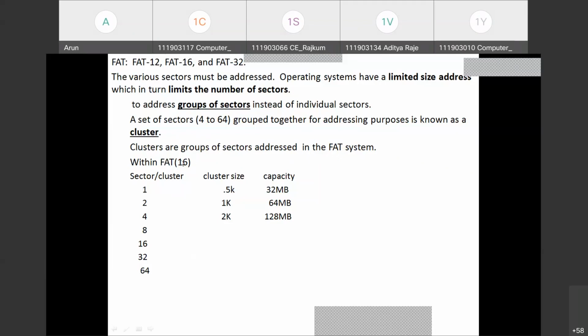Now assuming FAT 16, you get 16 bits to address a particular cluster. We know initially we thought the sector size is 512 bytes. So if it is a single sector per cluster, 512 bytes, that means 0.5K. If 16 bits are used to address such a cluster, you may get at most 64K clusters. And 64K, each of size 0.5K, 512 bytes, so the total capacity may be 32 MB.